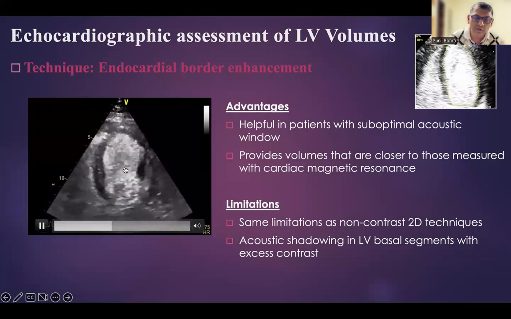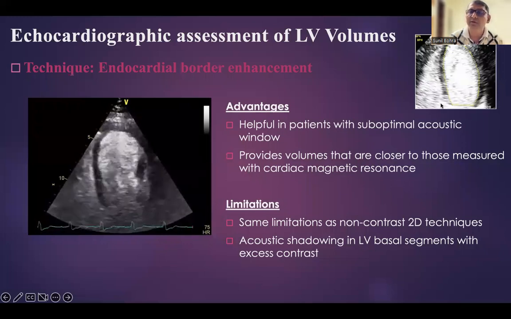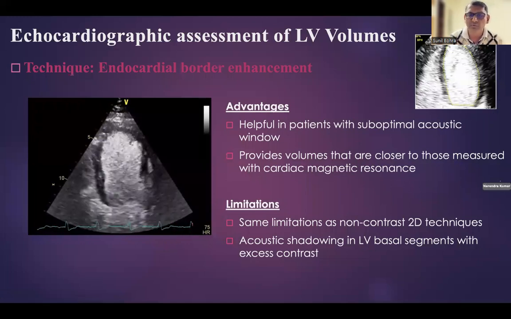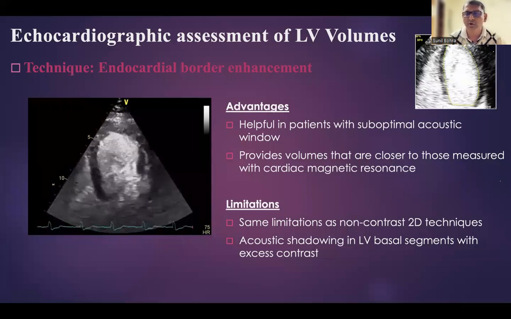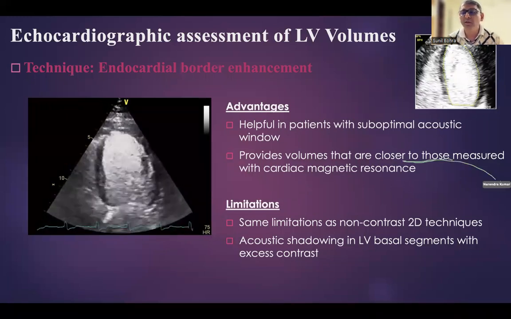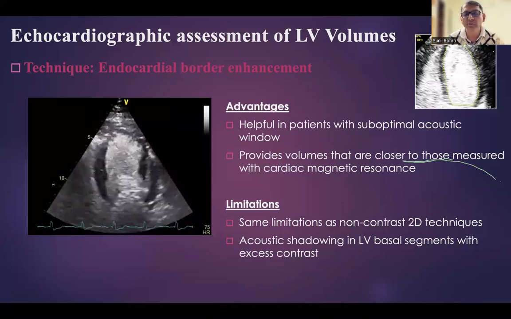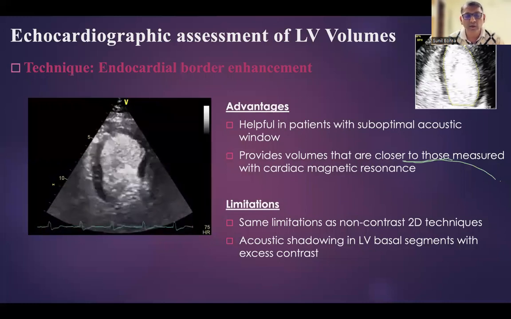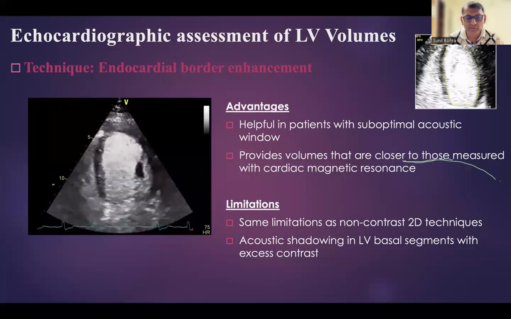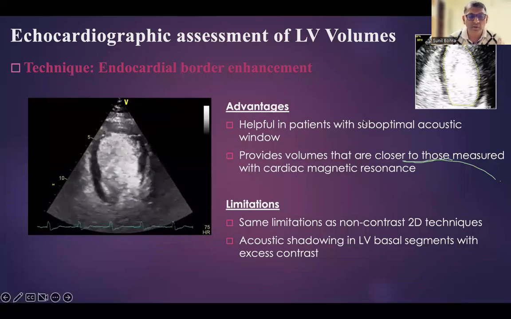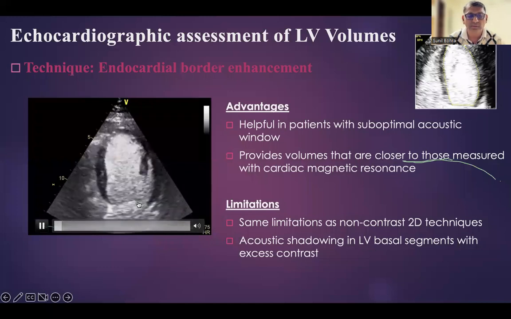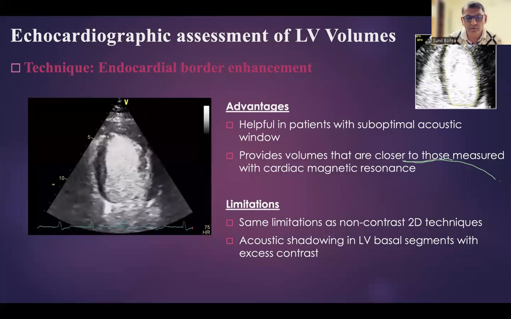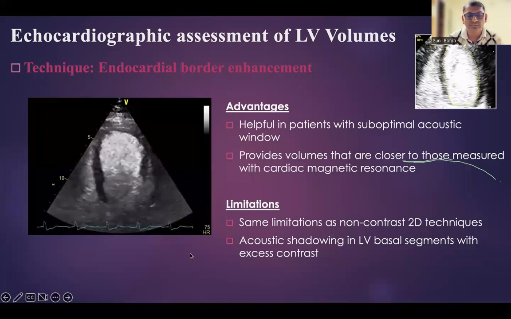Here we use the LV contrast to opacify the LV, and we trace the endocardial border, again with the same method wherein we use the 4-chamber view and 2-chamber view, and then we calculate the end diastolic volume and the end systolic volume. This is very important because it is helpful in patients with a suboptimal acoustic window. It provides volumes that are closer to those measured with cardiac MRI. The limitation is the same as non-contrast 2D techniques, and acoustic shadowing. There could be a lot of shadowing in the basal segments if the contrast is not given properly or slowly. Then it can again cause problems in endocardial border definition.